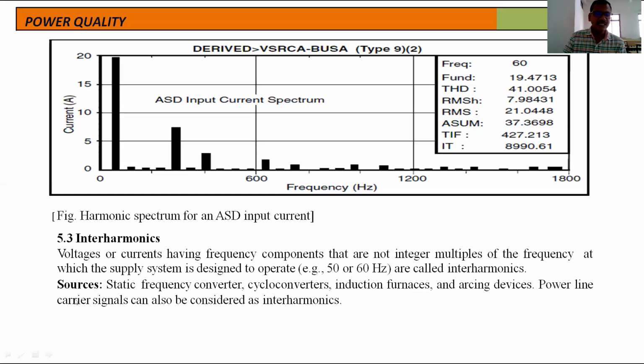Power line carrier signals can also be considered as interharmonics. When a communication signal is transmitted through the power lines, that transmission is known as power line carrier. These signals are also considered as interharmonics. They are not harmonics and they are not fundamental frequencies. They are at different frequencies, which are called interharmonics.